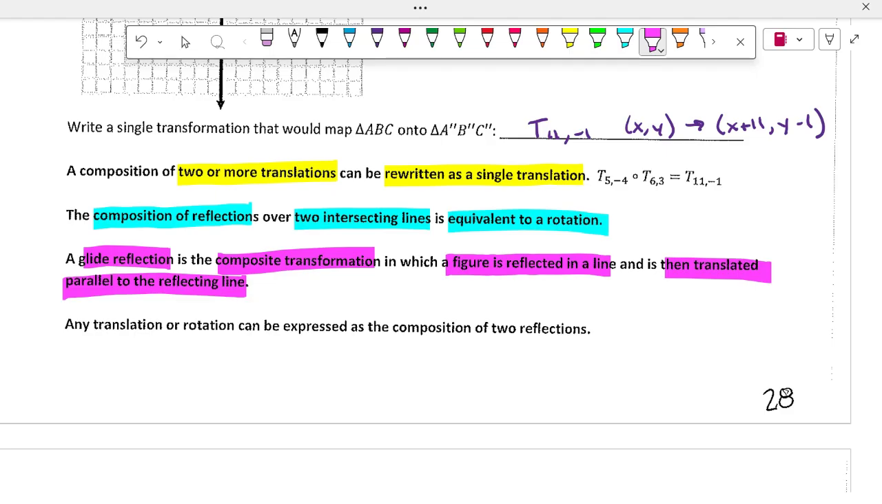Now, what am I doing translation-wise? It's up 2. All right. Let's do up 3 then. Again, I pulled these points out of my butt. So if I go up 3, this is my final point.